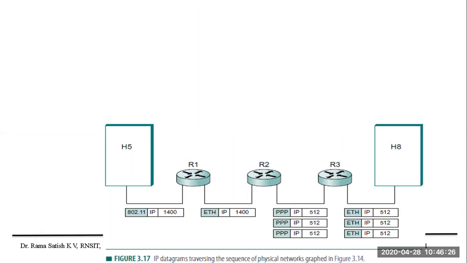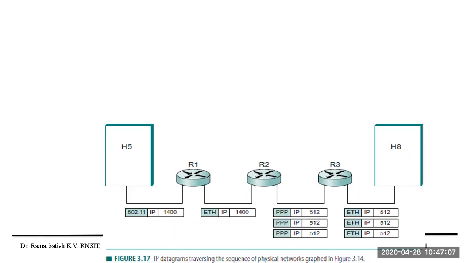When we are sending a packet from host 5 to host 8, we want to transmit the data. What happens? Host 5 is on 802.11, which means it is Wi-Fi. Wi-Fi packet size is 1400. So when it transmits through Ethernet, which is 1500, 1400 will easily transmit. There is no problem, so the size will be retained as it is.